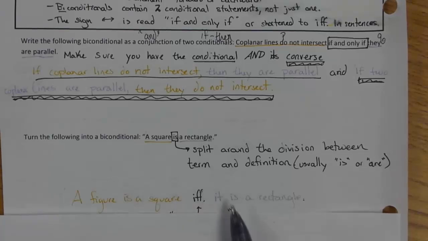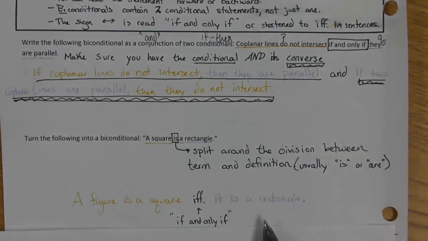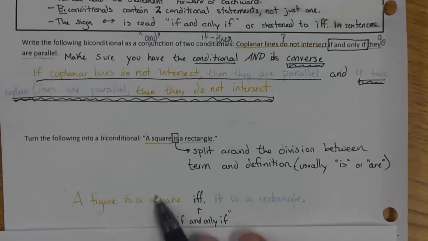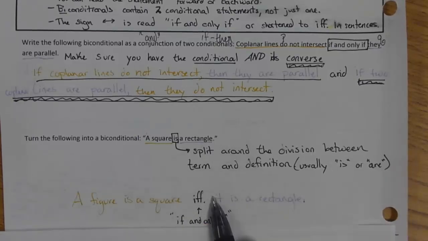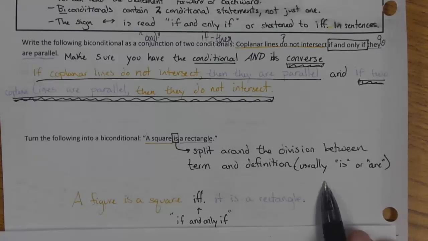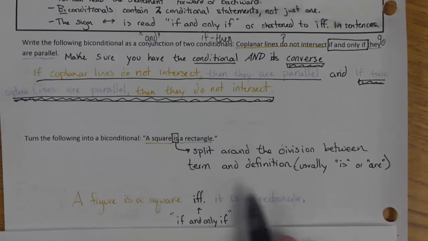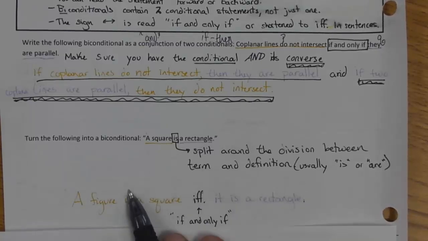So here's what I did for this one. A figure is a square if and only if it is a rectangle. That is now a biconditional. And it's assumed you can read it both ways. Now, is it true? No, it's not true, because I know that I can have a rectangle, like if I have a rectangle, then it is a square. No, I can have a rectangle that is not a square.